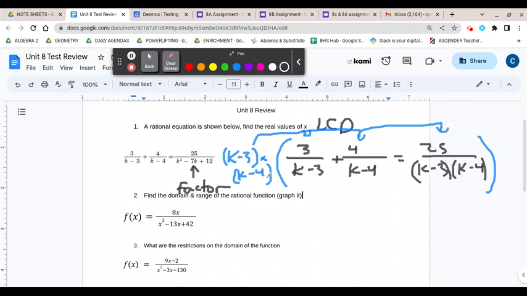What happens in this first one is the k minus 3 and that k minus 3 cancel out, so we're left with 3 times k minus 4. Over here, the k minus 4 and that k minus 4 cancel out, so we're left with 4 times k minus 3. And over here, we're multiplying by k minus 3, k minus 4, and we're left with 25 here.